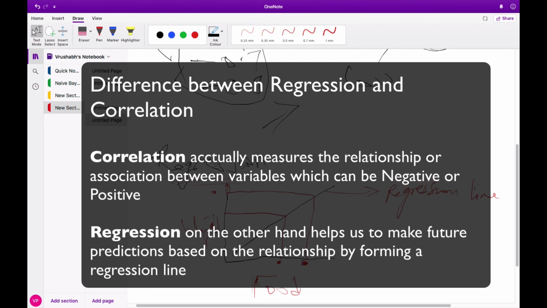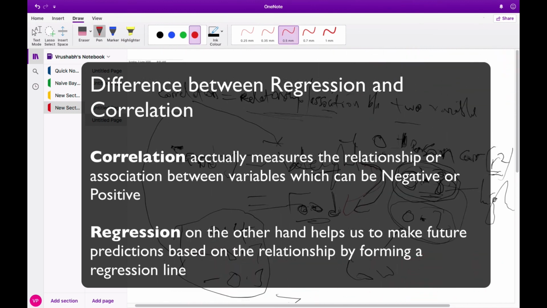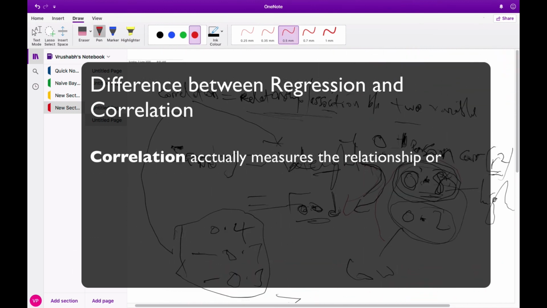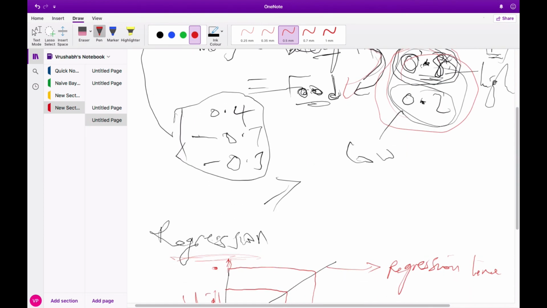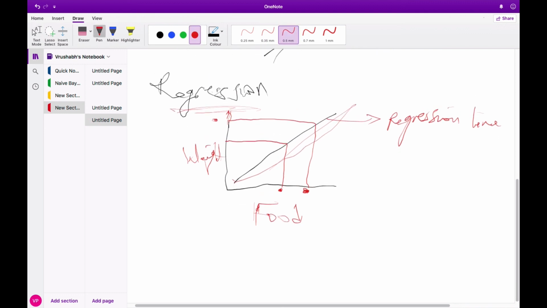We're going to see this as we progress to our lab session, how this is done. I just wanted to clarify what correlation will help us to measure, and what regression will help us to do in the future. So that's basically the difference between correlation and regression. Having said that, let's start with linear regression. We're going to talk about linear regression.